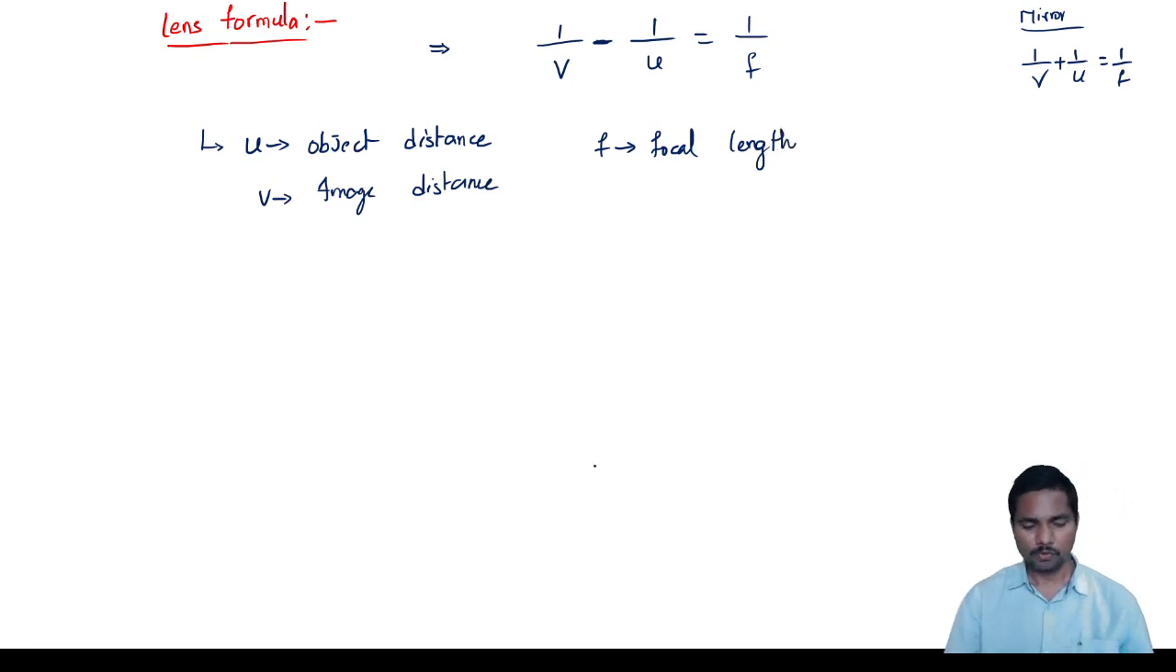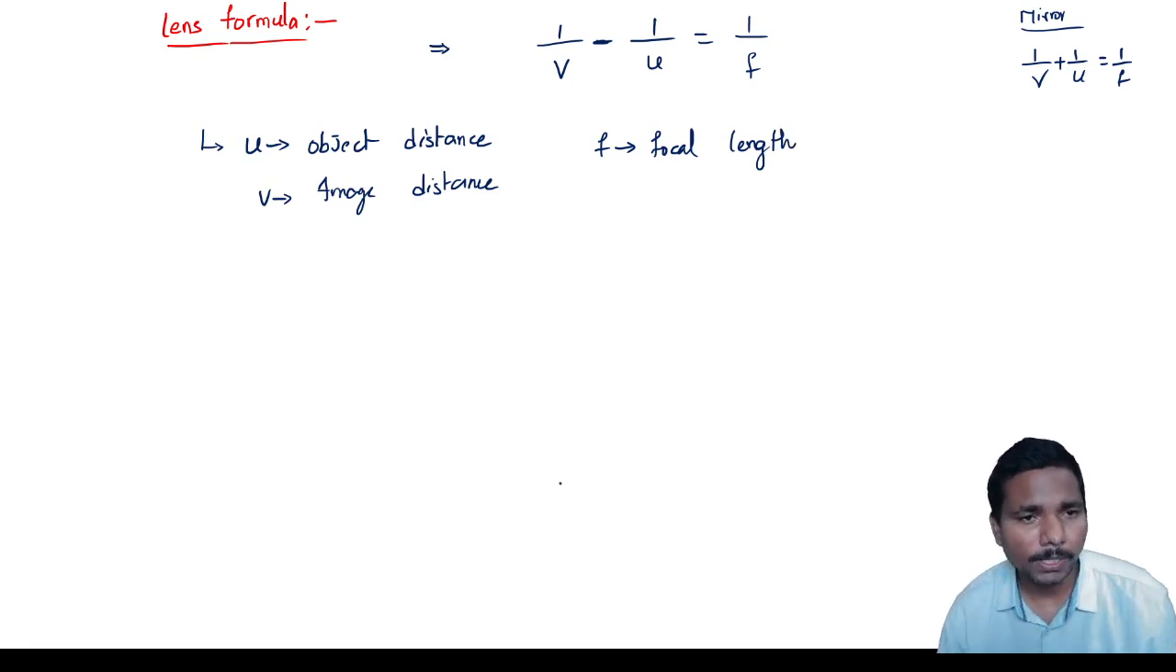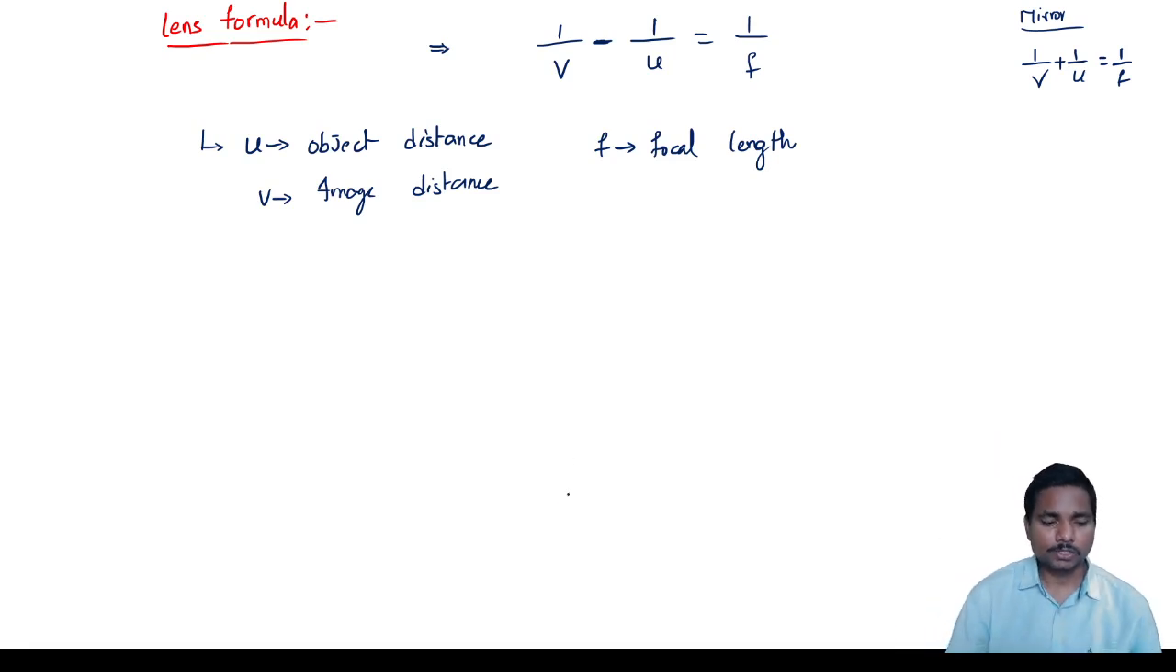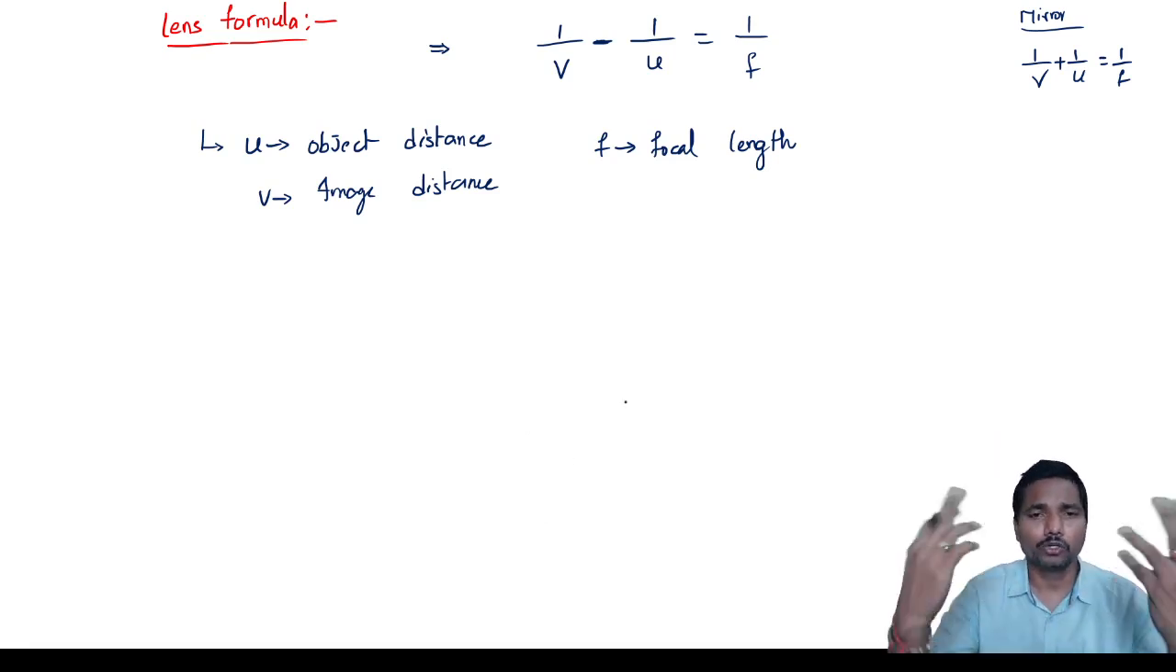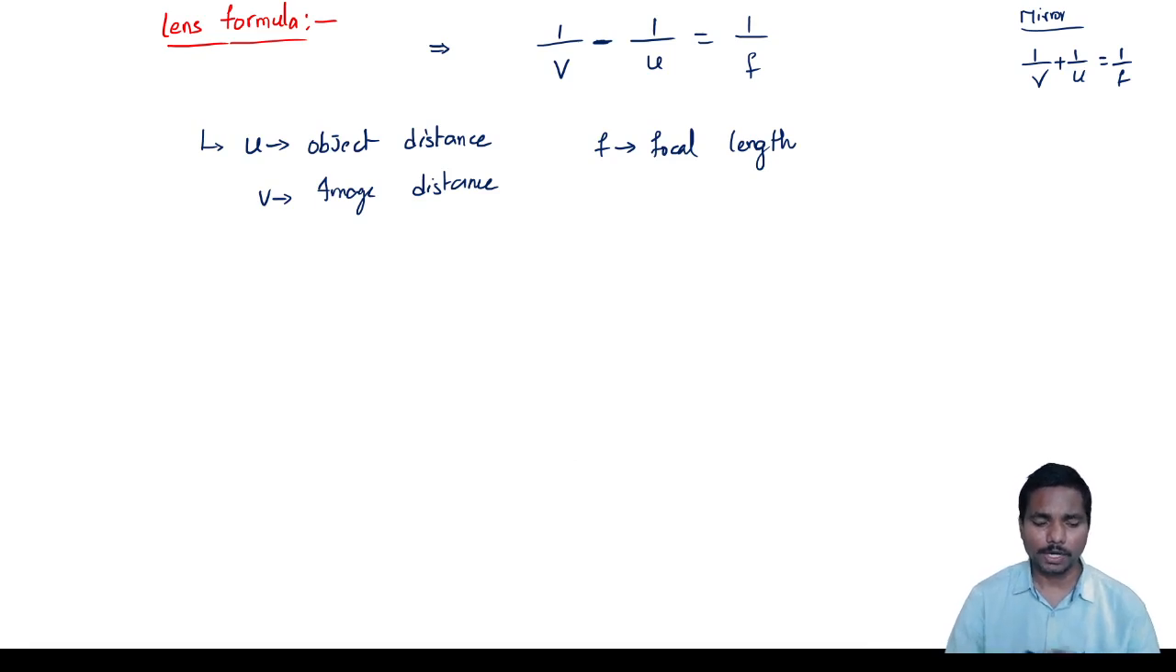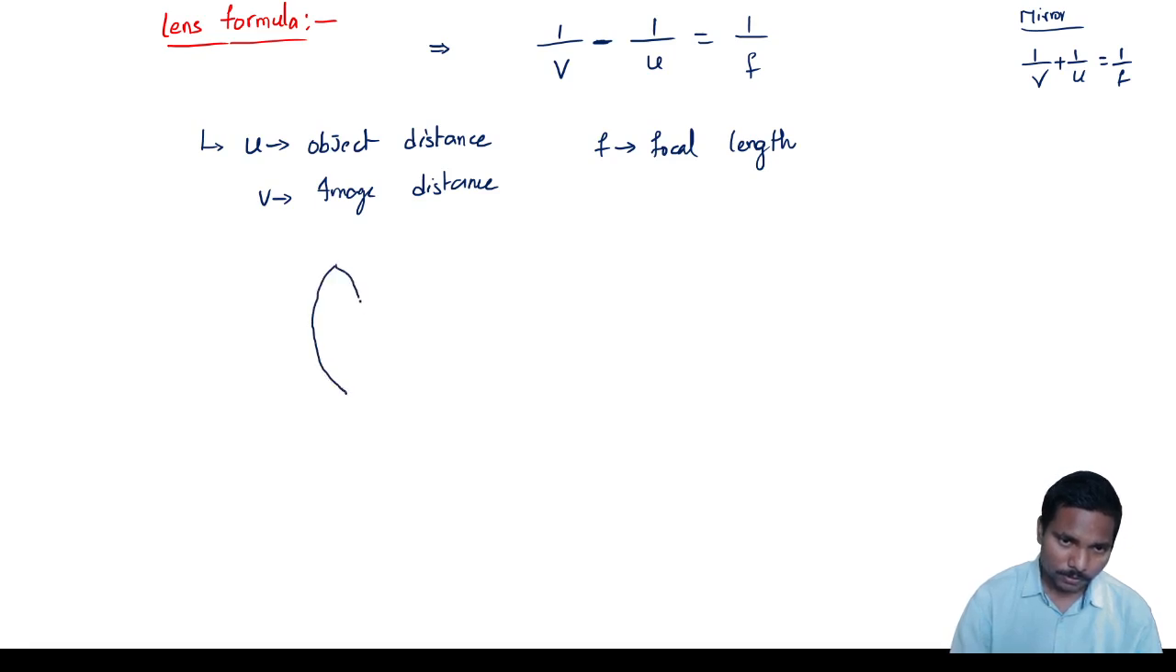Now we are going to discuss some important terms in the lens. We have already discussed the important terms in mirrors. Here, lenses are also almost the same. So I am going to take the two lenses. Our human eye is a convex lens.